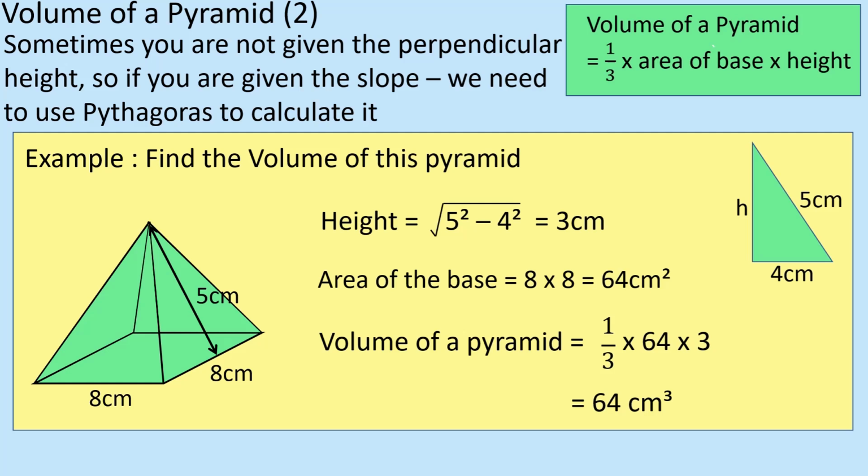So certainly with a question like this one, the idea of not having the perpendicular height makes it an awful lot more difficult in terms of what you need to do, because you need to apply Pythagoras to try to find it.